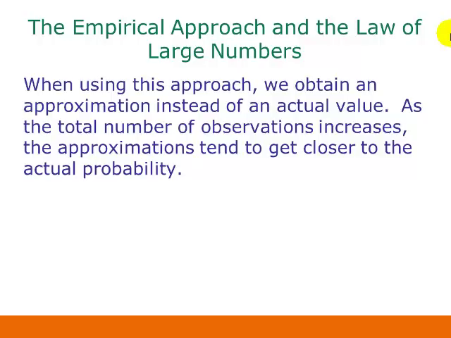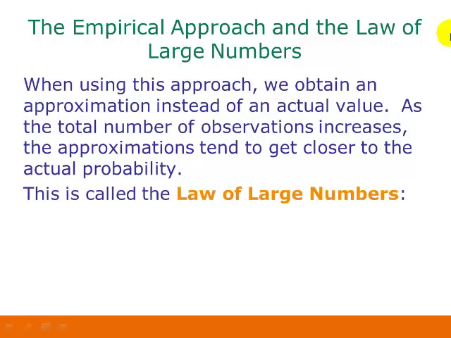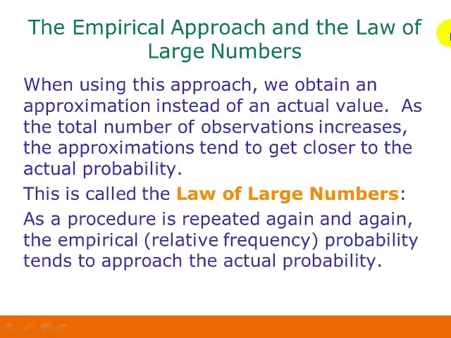Now let's look at the empirical approach and what it has to do with the law of large numbers. When we're using the empirical approach, we obtain an approximation instead of an actual value. And as the number of observations or the number of repeats of our procedure increases, the approximations tend to get closer to the actual probability. In other words, if we could calculate the classical probability, then the empirical probability would get closer to it as we ran more and more repeats of our procedure. And this is called the law of large numbers.